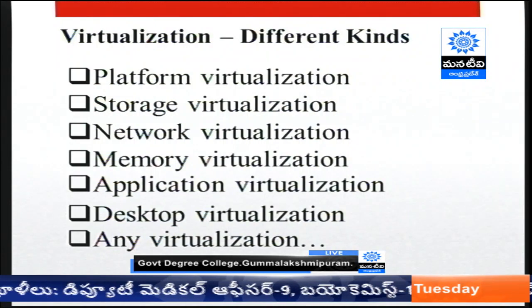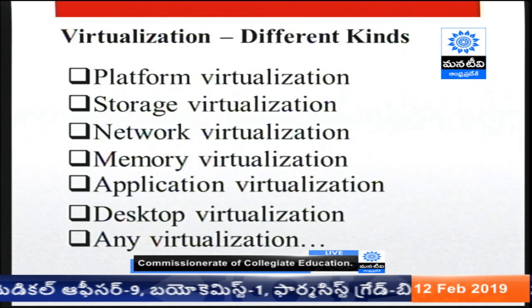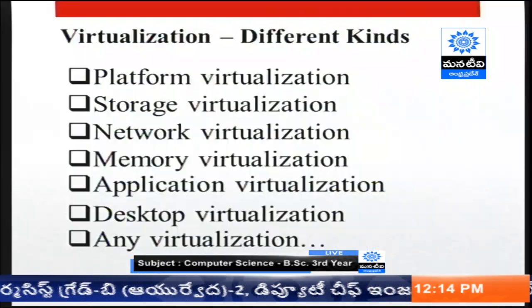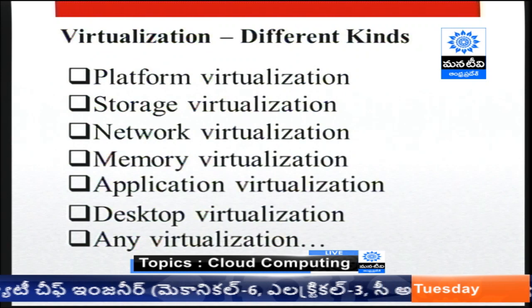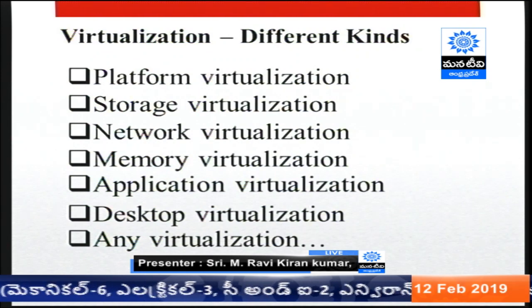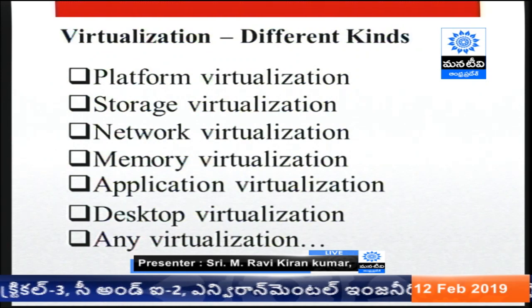Next, what are the different kinds of virtualization? We have seen different types of hypervisors. Now let's have a quick look at different kinds of virtualization techniques. So platform virtualization, storage virtualization, network virtualization, memory, application, desktop, any virtualization. Because now with the advent of cloud computing, people are talking about everything as a service. Infrastructure as a service, platform as a service, software as a service. The list is not completed yet. You have anything as a service, everything as a service.